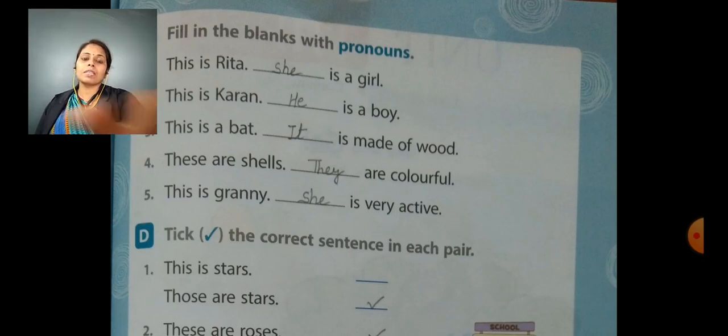Next, you can see this is exercise C, and in this we have to fill in the blanks with pronouns. First of all read the sentence, and after reading, think about which pronoun should be written here. What should be the correct pronoun here? So we have to read and use the pronoun.